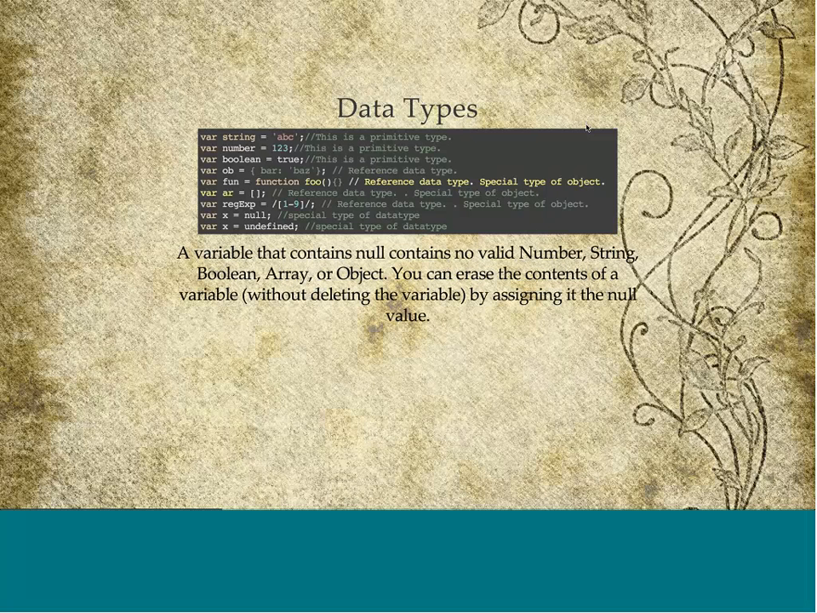A variable that contains null contains no value: no string, no number, no boolean, no array, no object. You can erase the contents of a variable without deleting the variable by assigning it the null value.